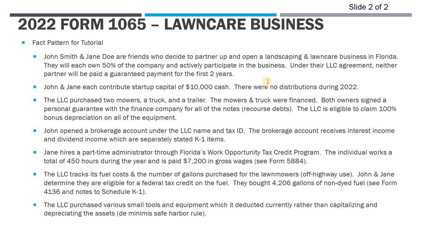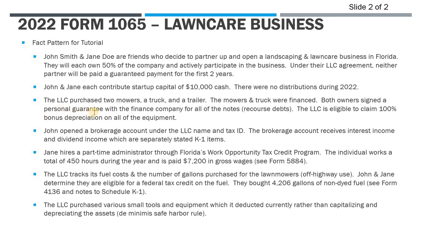So they're just going to have their allocations of profits, if any, and then distributions if there is any cash being paid out. But in this case, they're each going to put in $10,000 of cash to get the company up and running, and they're not going to take any distributions during the 2022 year.